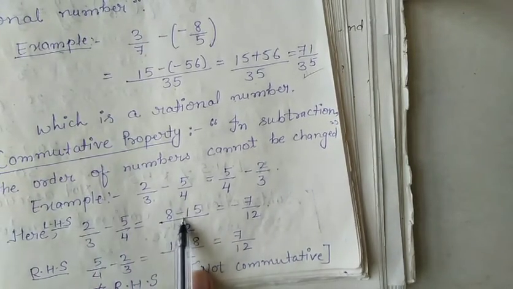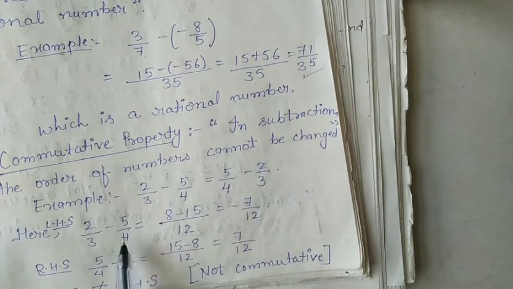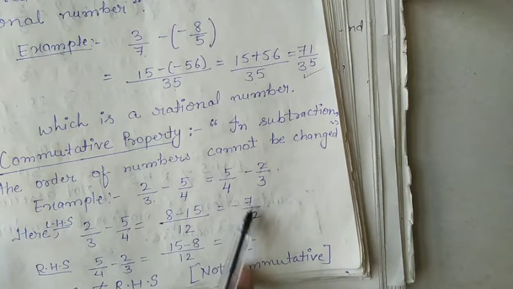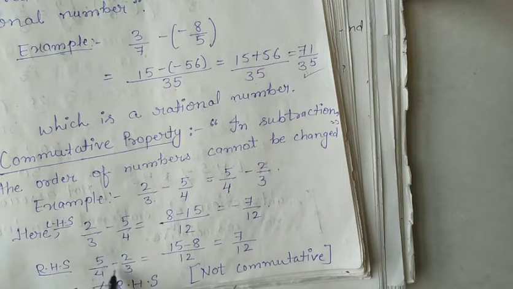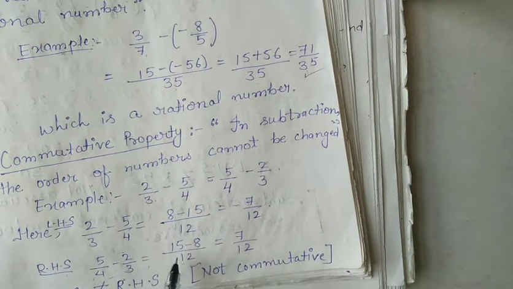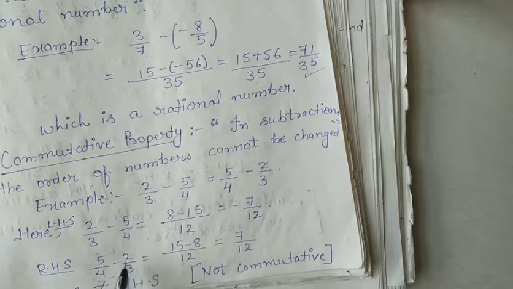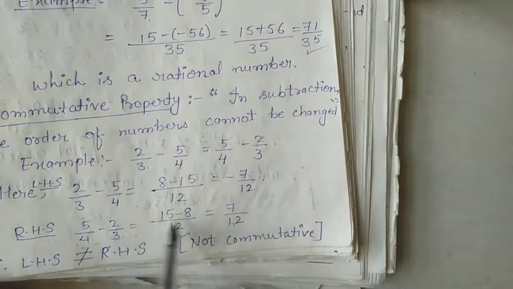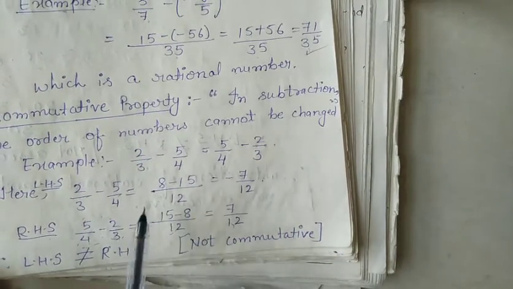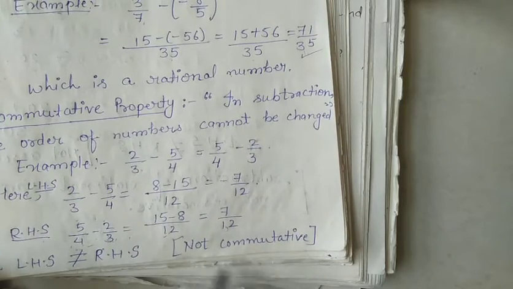Then we put here minus. 12 divided by 4 is 3. 3 into 5 is 15, and the answer is minus 7 by 12. Here RHS, right hand side, 5 by 4 minus 2 by 3 is equal to, we take the LCM of 4 and 3, that is 12. 12 divided by 4 is 3, and 3 into 5 is 15, and 12 divided by 3 is 4. 4 into 2 is 8, and then we solve, it is positive. So left hand side is not equal to right hand side. It means this property does not hold in subtraction, and it is not commutative.